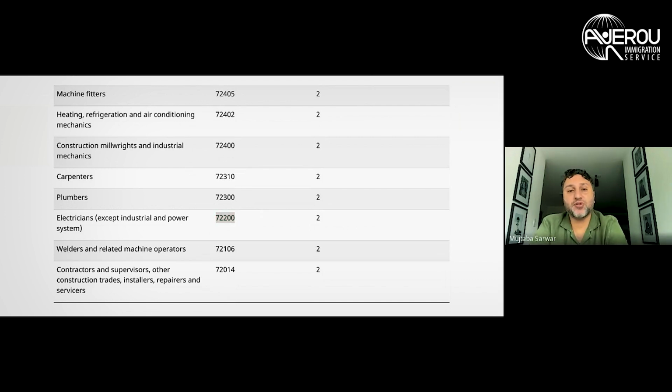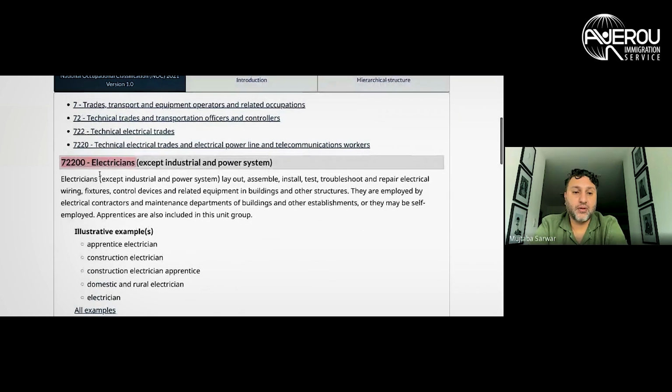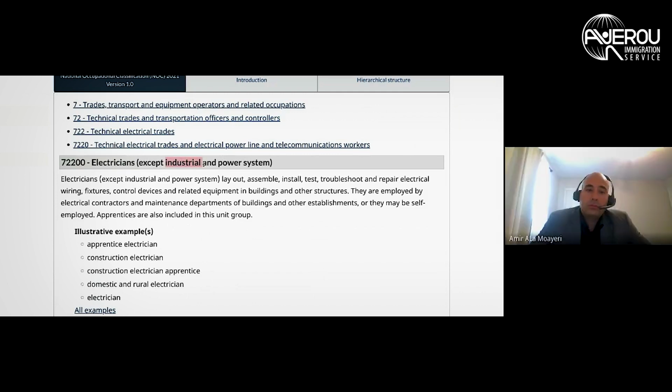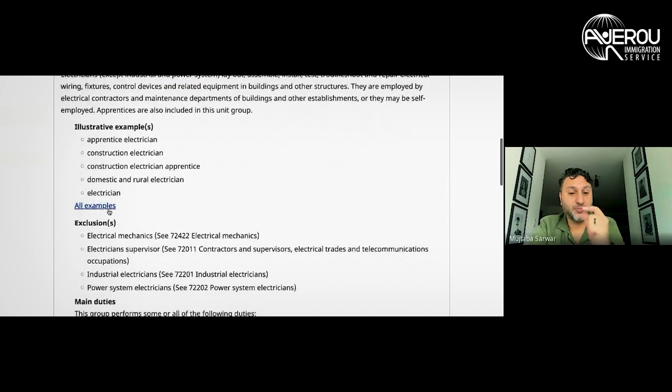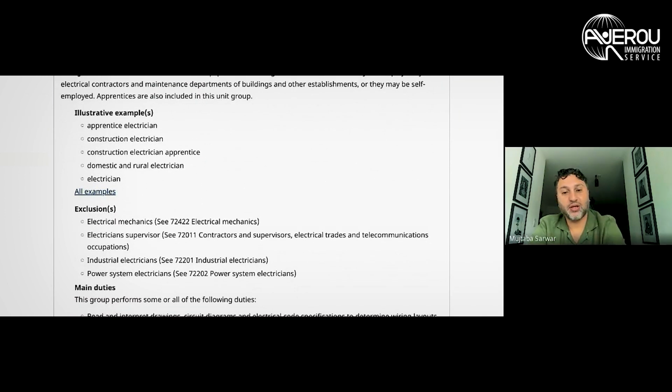Is his experience in this NOC code? And interestingly enough, for him, this was not the case. Why? Because he was an industrial electrician, and not an electrician. And he was really kind of confused by this.